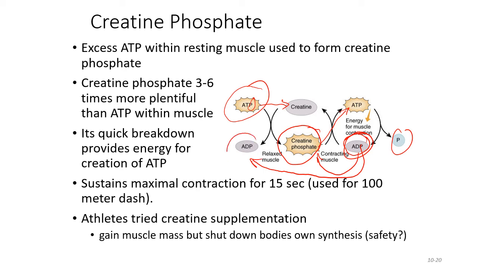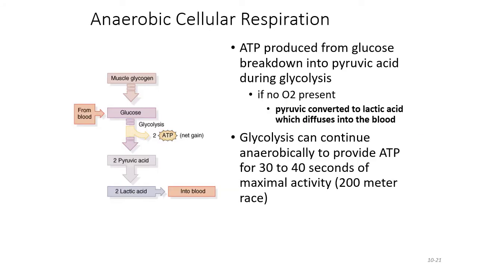If too much ADP starts to develop, this can start to lead to fatigue of the muscle as well. This creatine phosphate can only power the muscle for a relatively short amount of time. So we don't really get a whole lot of energy from creatine phosphate because there just isn't a whole lot there in the cells.